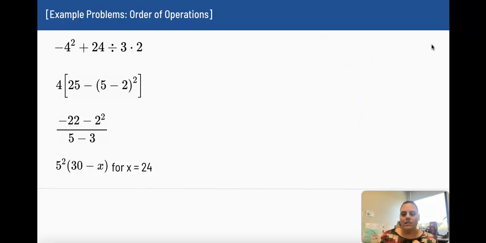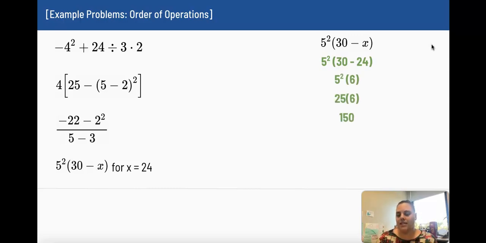For the last one, 5 squared times 30 minus x, it says to plug in 24 for x. We'll subtract to get 6. 5 squared is 25, and 25 times 6 is 150.